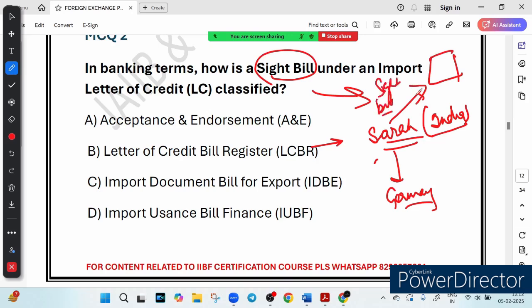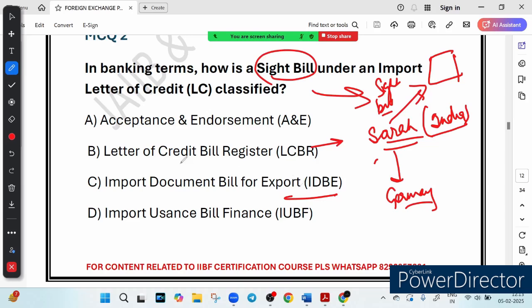So the bank will record it in the LCBR, which is the letter of credit bill register. The bank will make sure that payment is done immediately once the required documents are presented. So that is why option B is the correct answer. Option C, IDBE, is incorrect; it is import document bill for export, which refers to export related documents. It is not used in the case of side bill under import letter of credit. Option D says IUBF, which is import usance bill finance. This is also incorrect. It is opposite to the side bill, where payment is due immediately when the documents are presented. Side bills are not related to time based financing, so this option is not relevant.